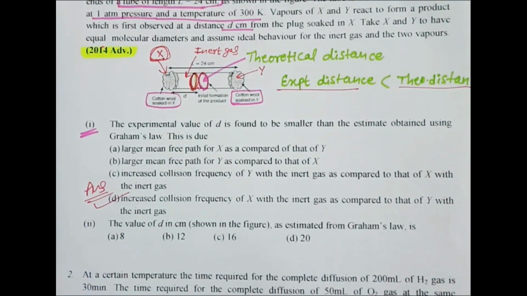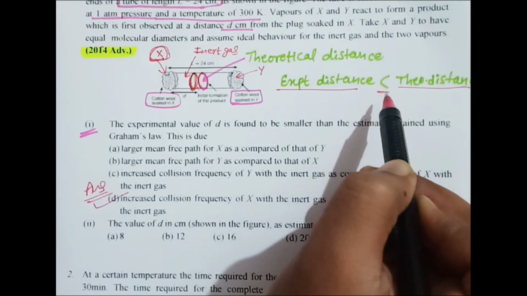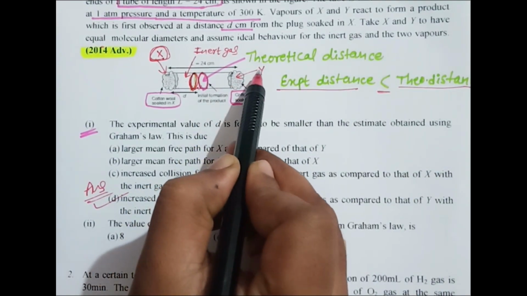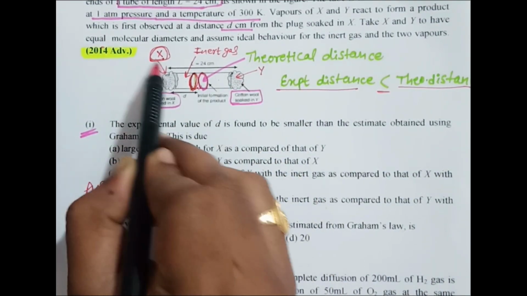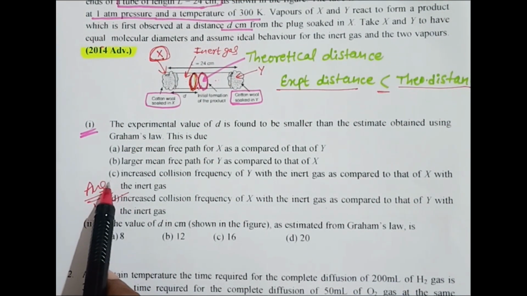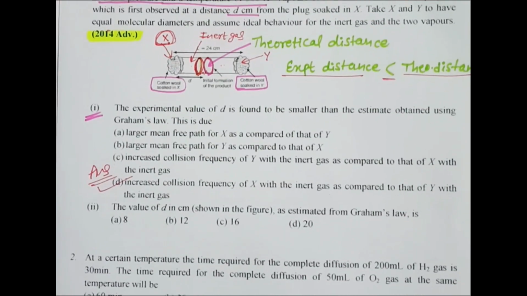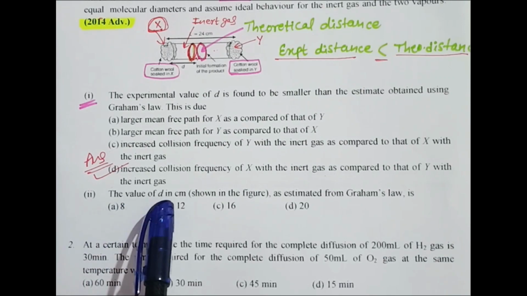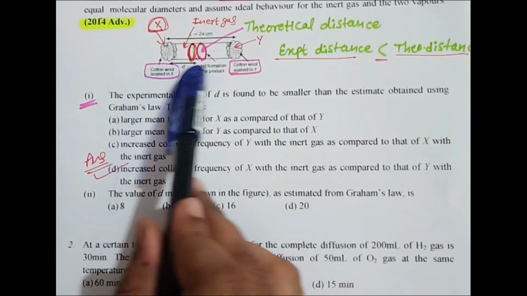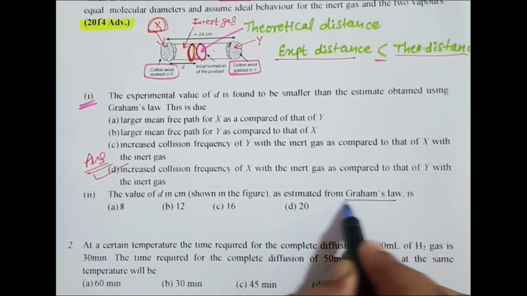Had the question been that the experimental distance is more, it would mean Y is traveling less and X is traveling more. In that case the answer should have been C. But now the answer is D. I hope you understood it. Still, if you don't understand, rewind the video and see. Next question: the value of D shown in the figure as estimated from Graham's law. So you have to find the distance.